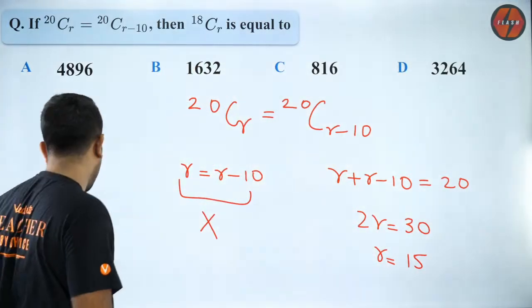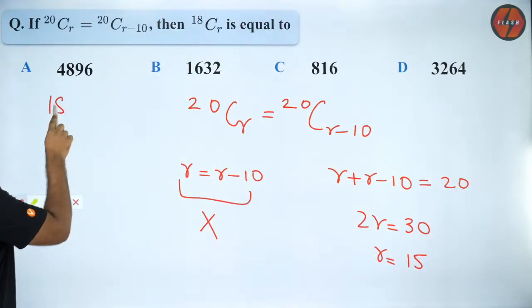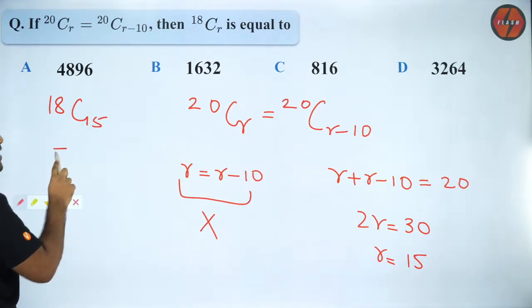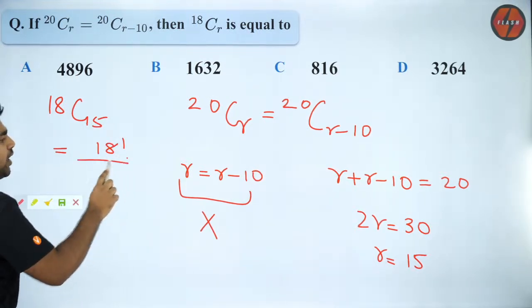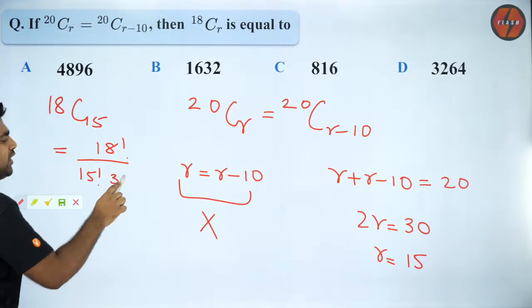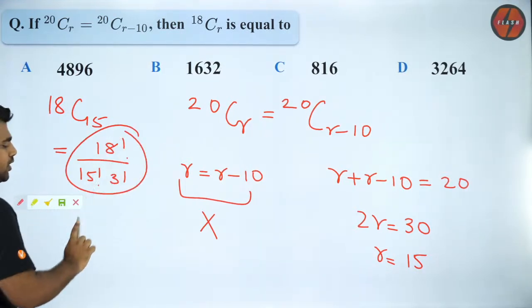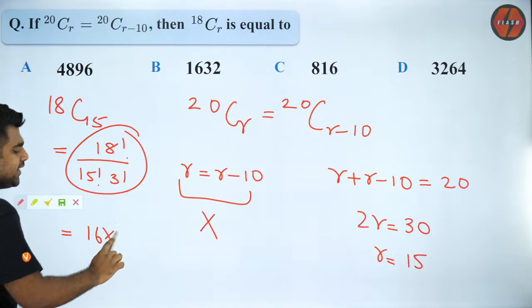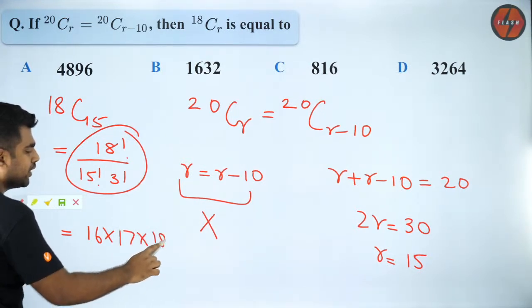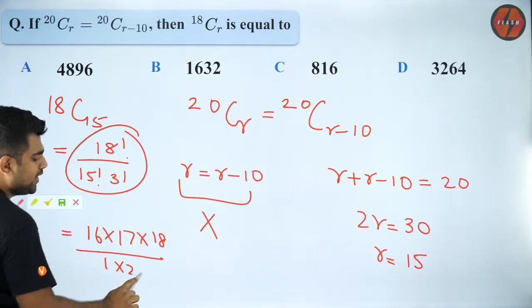So we want to calculate 18CR. So it is 18C15 and that is going to be 18 factorial by 15 factorial into 3 factorial. So this is my answer. So that will be how much? 16 into 17 into 18 by 1 into 2 into 3.